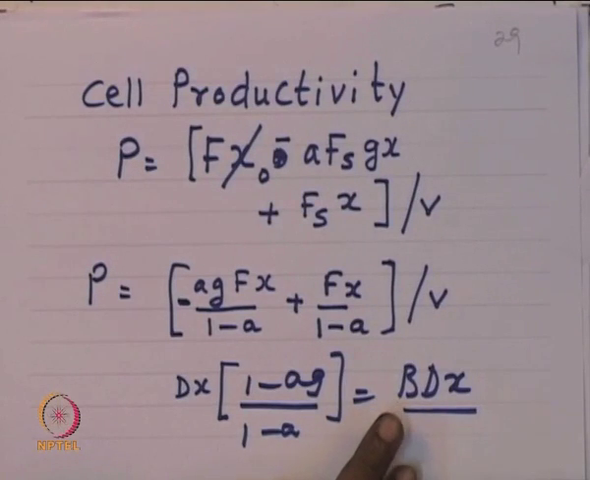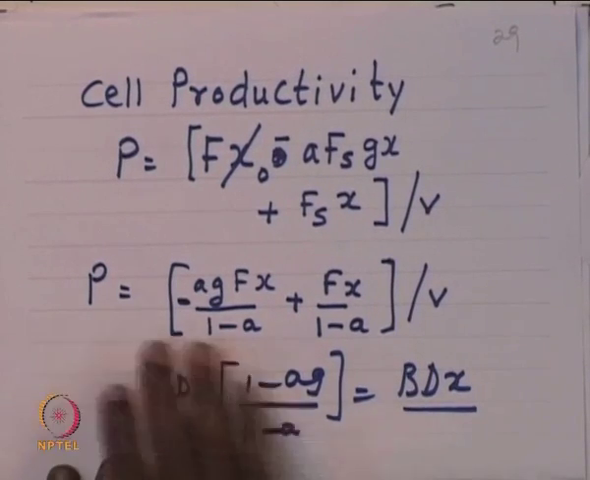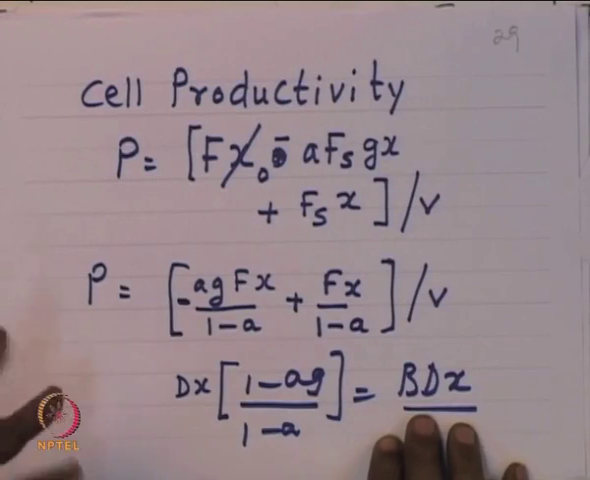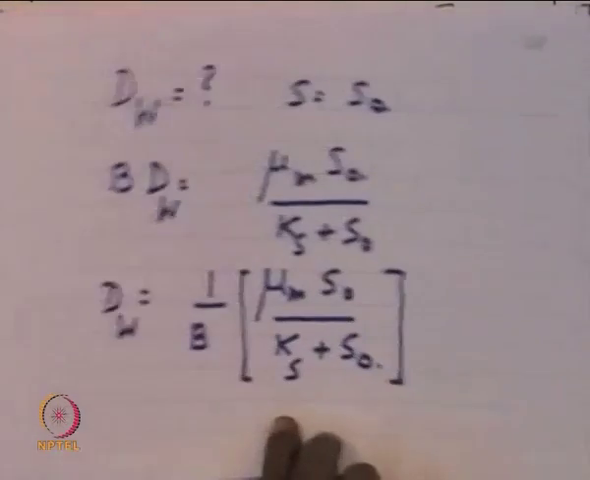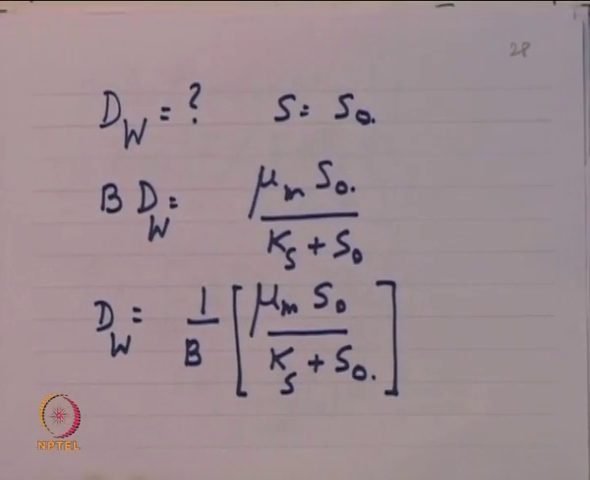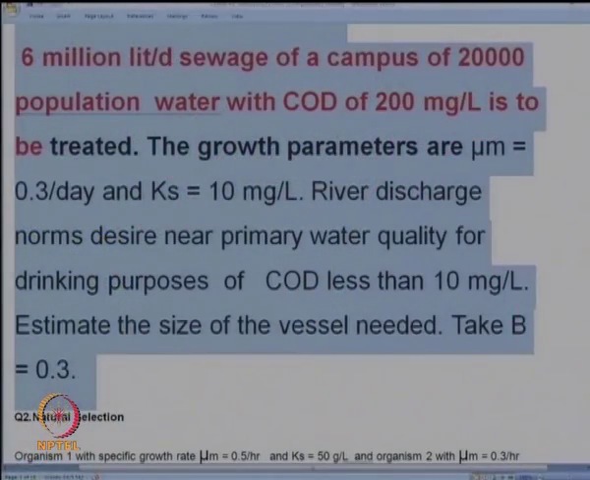Is that clear what we are saying? What we have ensured is that we have sacrificed productivity to safeguard the system against washout. Is this clear to all of us? Okay. Now, let us look at this problem. Quickly, all the data is given. Tell me what is the size of the equipment that is required for, let us say, a campus like IIT.